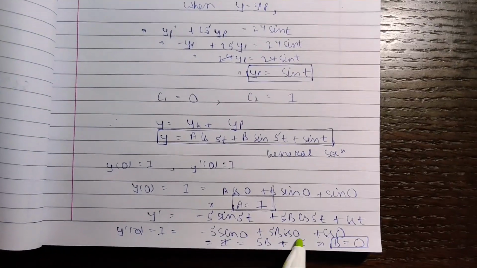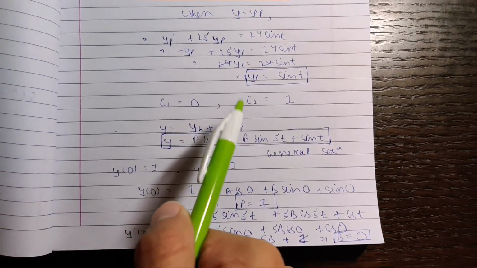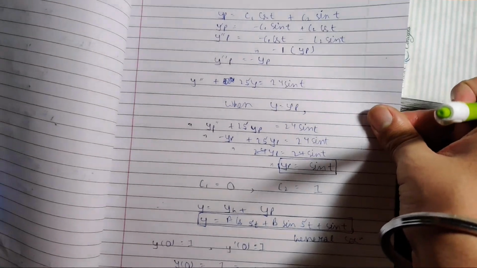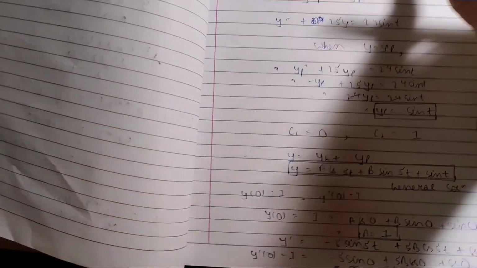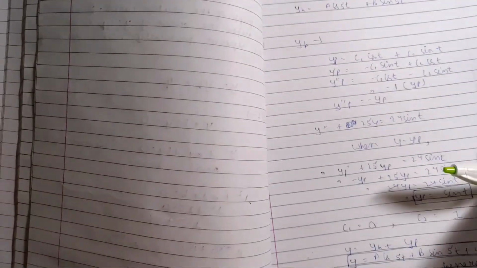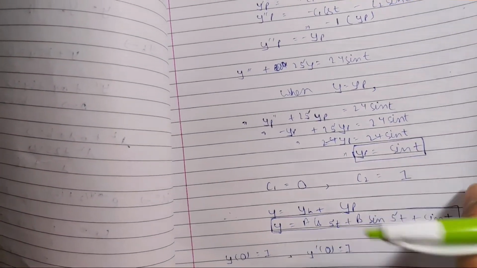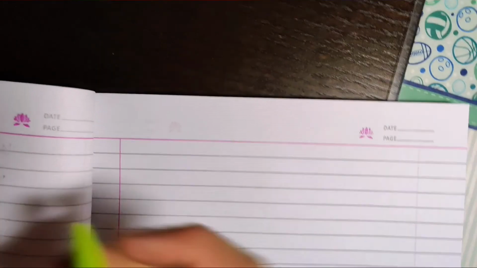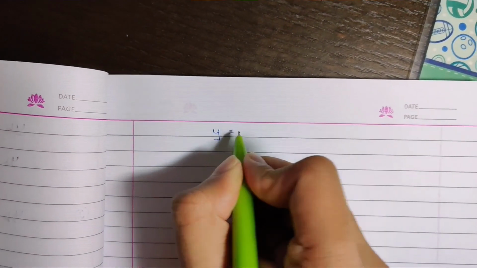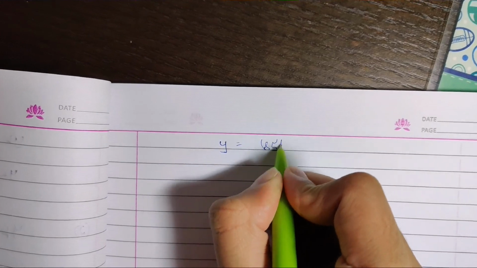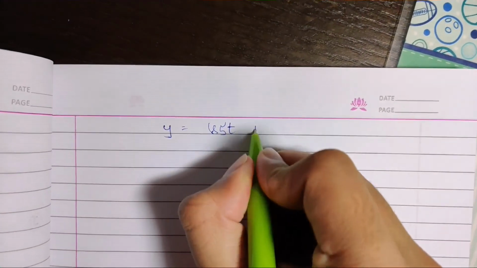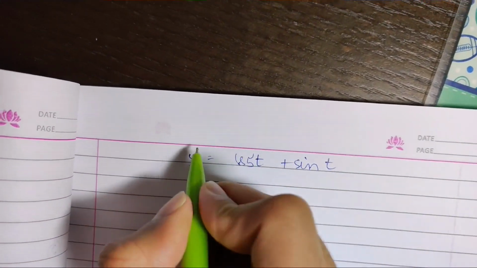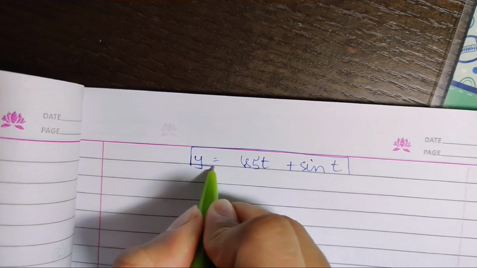So we have found a and b. So we'll put both of these here. So we will find the general equation after using the initial conditions. So a is 1, b is 0. Okay. So y is equal to cos 5t, b is 0, so it will get cancelled, plus sin t. So we have found the answer of the first part.